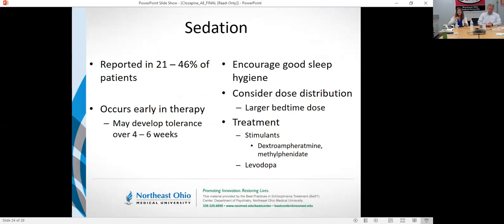Good sleep hygiene can help with some of the sedation, potentially looking at the distribution of the medication and not giving a large dose in the morning may help with some of the daytime sedation. There are some reports of treatment with stimulants or levodopa assisting with the sedation. Other stimulant type agents are those used for narcolepsy, such as modafinil, did not demonstrate improvement in wakefulness or fatigue in patients that are on clozapine. One of the risks associated with using those agents, though, is that it could potentially exacerbate psychosis. So it does have to be done very strategically at the lowest doses possible for those patients.